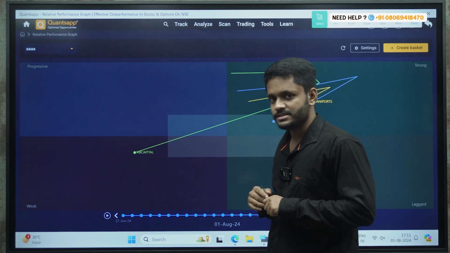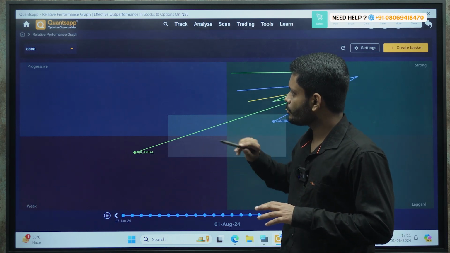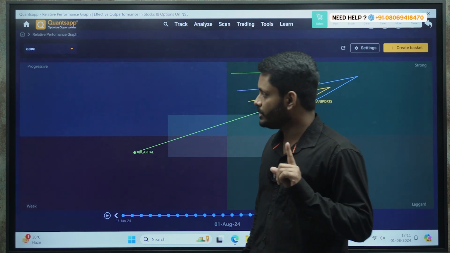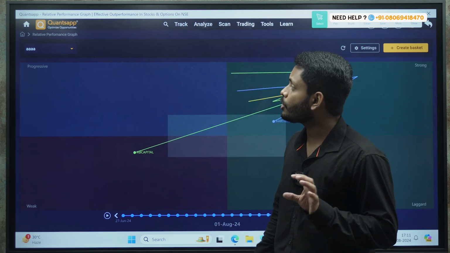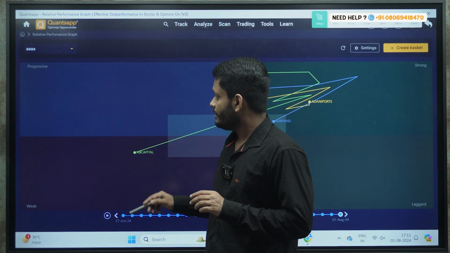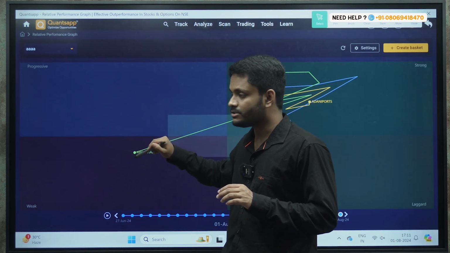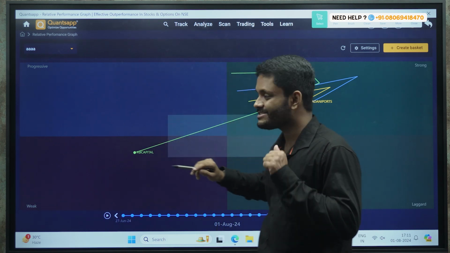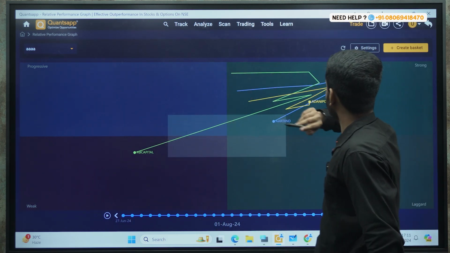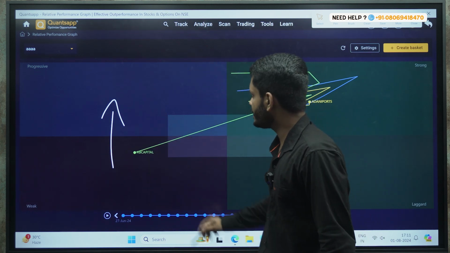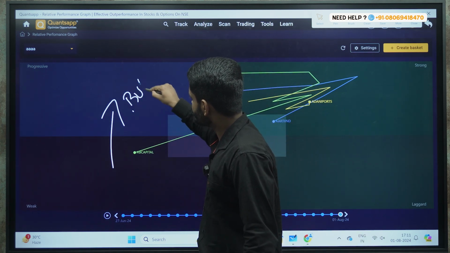Now what happens is, the stock sometimes comes to the progressive zone even from the strong zone. That is not the condition for initiating a bullish trade. You are not supposed to see whether the stock is placed in progressive or not, but you are supposed to see whether the stock was in the weak zone before entering the progressive zone. So from weak to progressive is very important. The stock should move from weak to progressive for initiating a bullish trade.